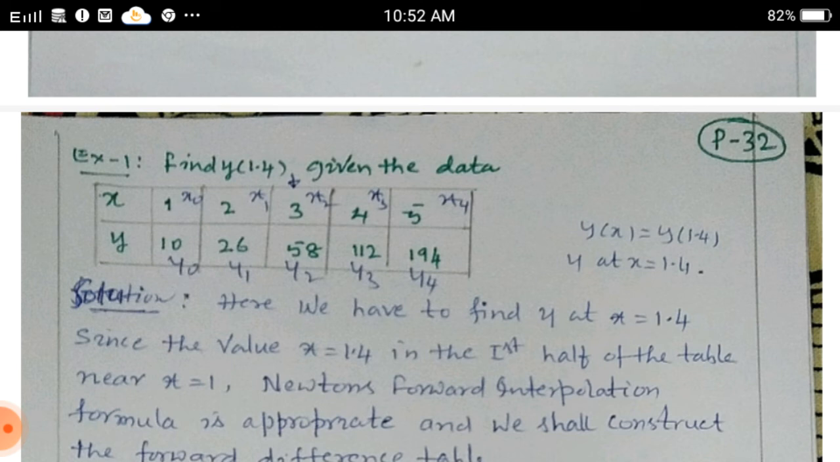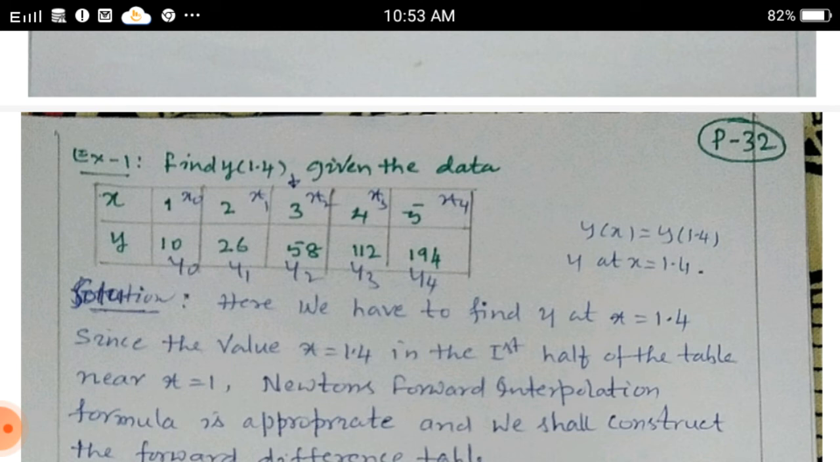So the first value of x in the table you observe, x0 is 1, x1 is 2, x2 is equal to 3, x3 is equal to 4, x4 is equal to 5. Corresponding values of y are y0 is 10, y1 is 26, y2 is 58, y3 is 112, y4 is 194. In this one, they ask to find the value of y at x is equal to 1.4. We need to find the value of y at x is equal to 1.4.